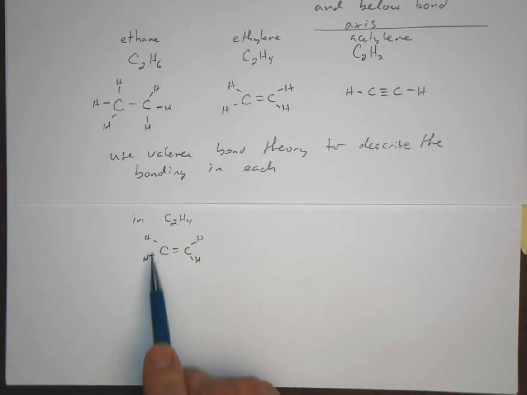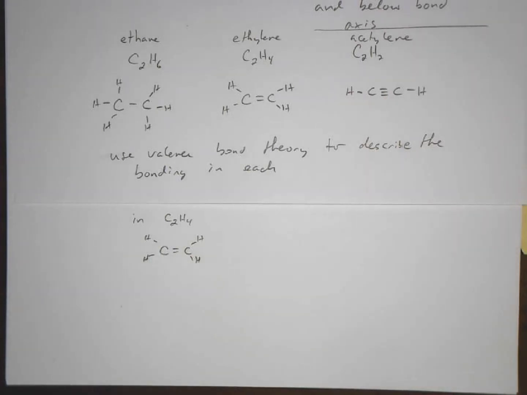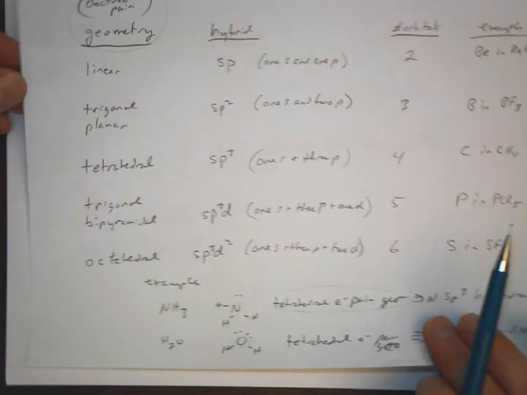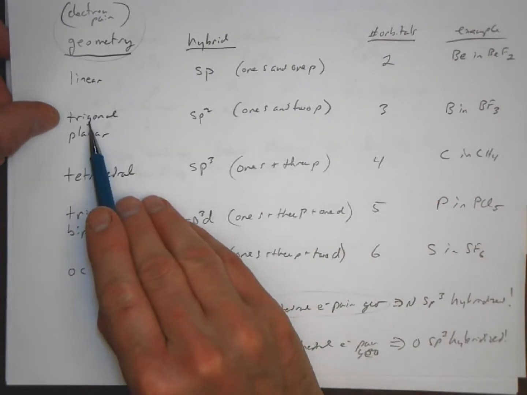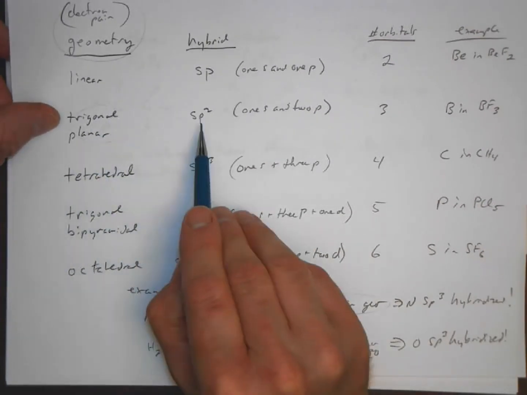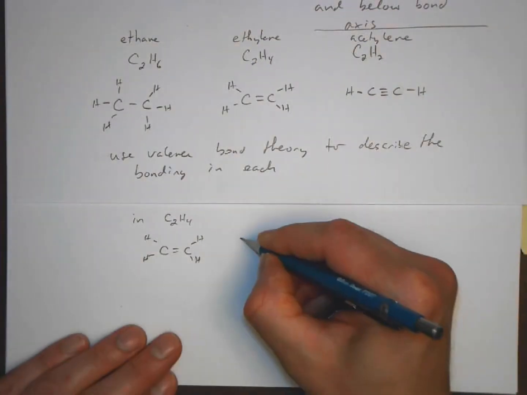Well, there are 1, 2, 3 places around each one where we need to be able to put electrons. Recall that VSEPR theory tells us that we treat multiple bonds as single bonds. So there are three places we're putting electrons around that atom. That means that the hybridization of that central atom is sp2, because it's a trigonal planar electron pair geometry.